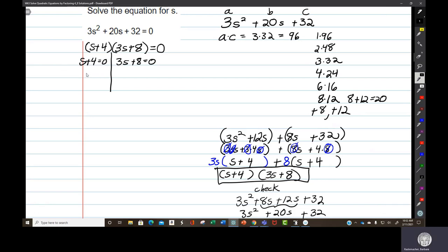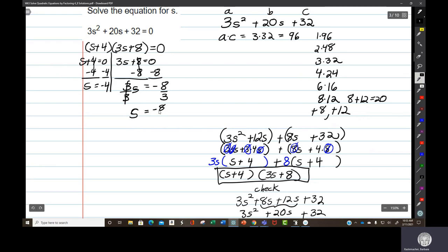So back on the left here, I'll subtract 4 from both sides. So 4 minus 4 is 0, I'll have s equals negative 4. And over here, I'll subtract 8 from both sides. 8 minus 8 is 0. So I'll have 3s equals negative 8. Divide by 3. Divide by 3. So, that's not C, that's s. s equals negative 8/3. You can get a fraction answer sometimes.